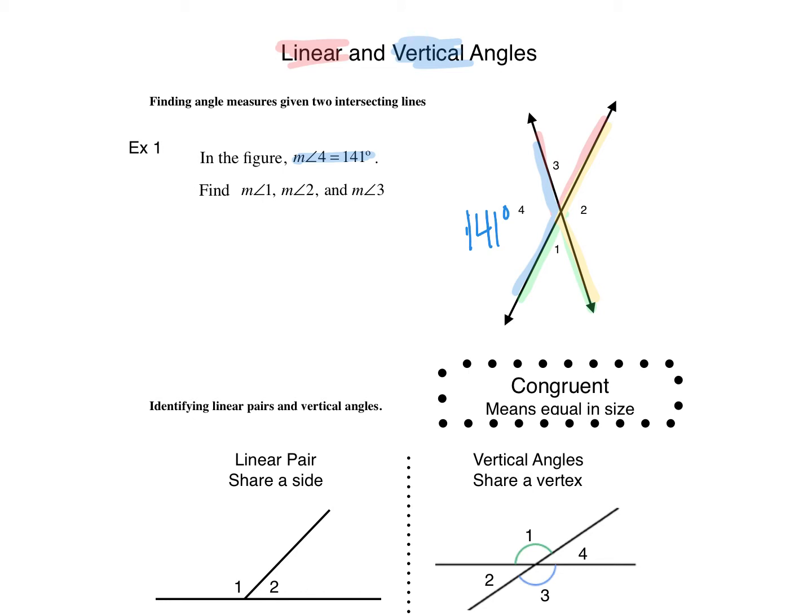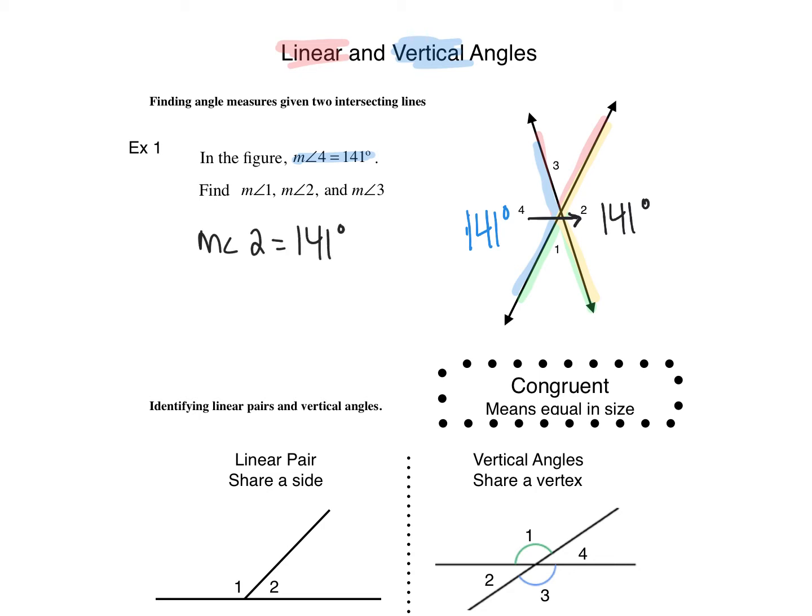Okay, so it only gives us one piece of information, but we can find out everything else by knowing what vertical and linear angles are. So vertical angles are the angles that are across from one another that are equal. So vertical angles here would be angle 4 and angle 2. So if angle 4 is 141 degrees, then angle 2 is also 141 degrees. So we found the measure of that one right off the bat.